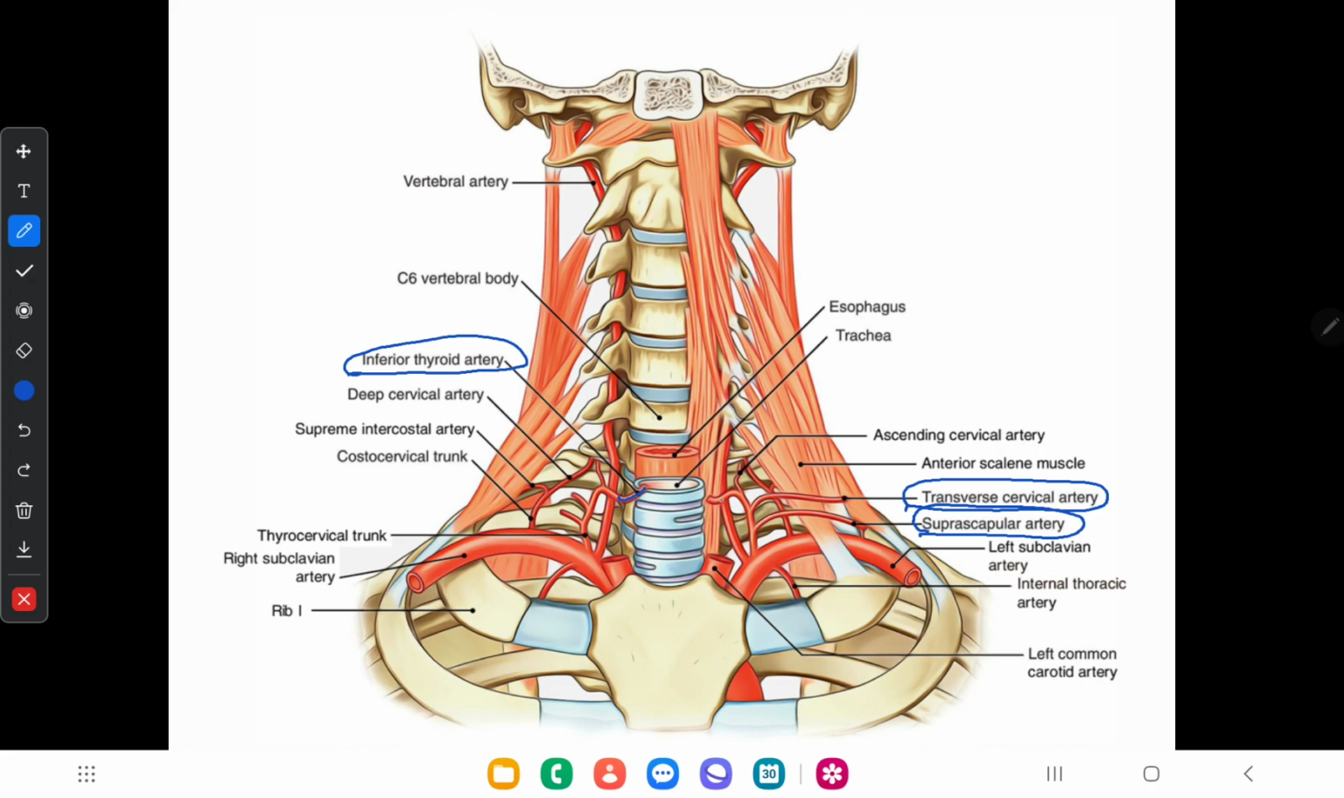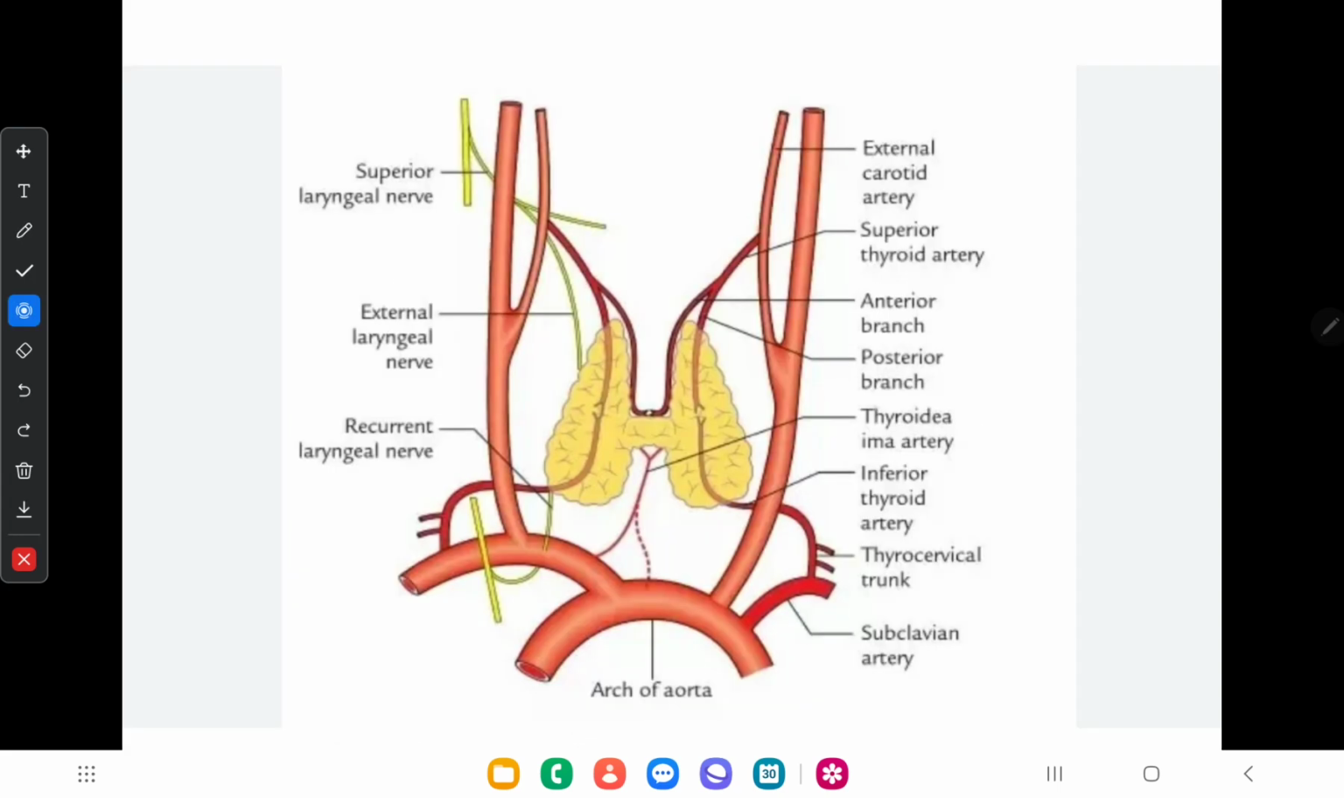Here you can see the inferior thyroid artery. Then the transverse cervical artery. Then the suprascapular artery. What are the three branches of the thyrocervical trunk? They are inferior thyroid artery, transverse cervical artery, and suprascapular artery.